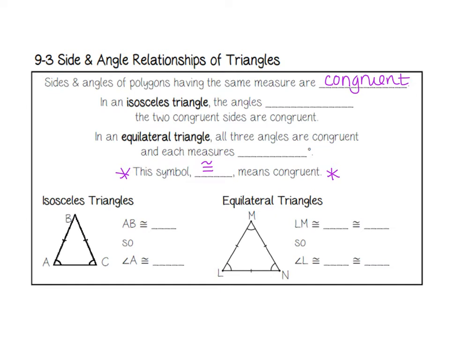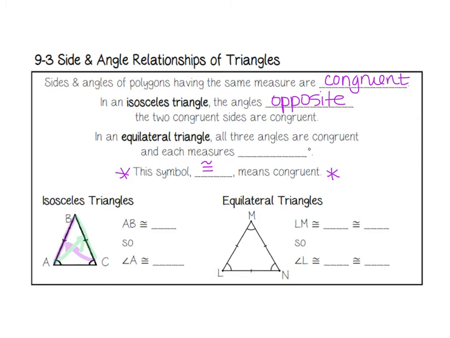In an isosceles triangle, the angles opposite the two congruent sides are also congruent. So if you look down here at this triangle, these two are congruent sides. This side is created by that angle, and this side is created by that angle. That's what we mean when we say opposite. The angle is A, it creates the side BC. The angle is C, it creates the side AB.